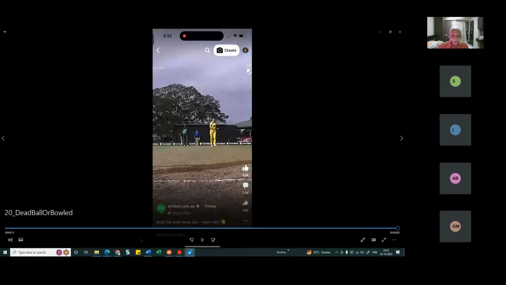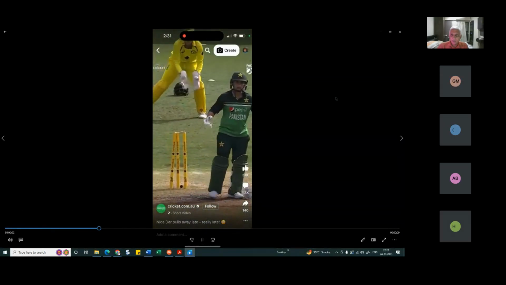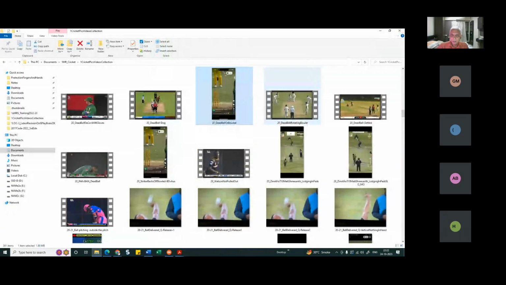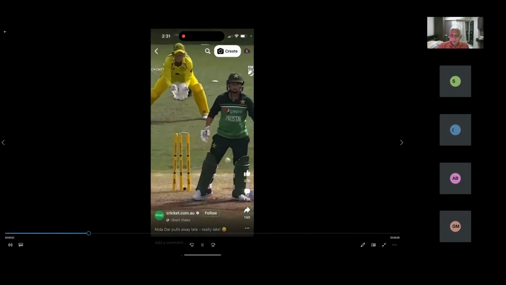Here you have to look at only two things. Is the striker backing off and not playing at the ball? There is no too late for the striker to pull out. Therefore, this is dead ball, however late.